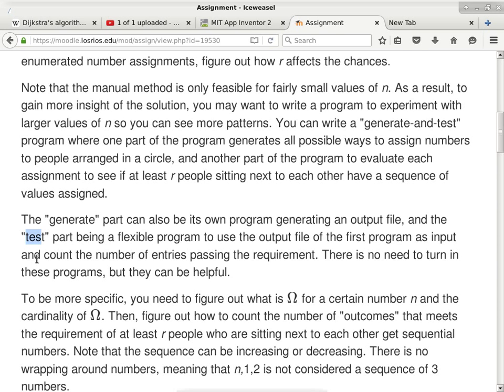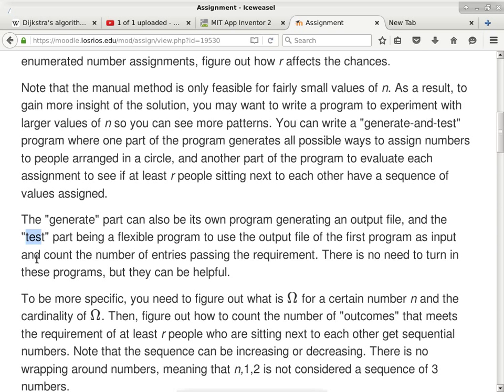The numbers do not wrap around, but the positions do. So that means 6, 1 is not considered a sequence because you don't wrap the numbers around. But as far as the position of the people is concerned, they wrap because it's just a circle.